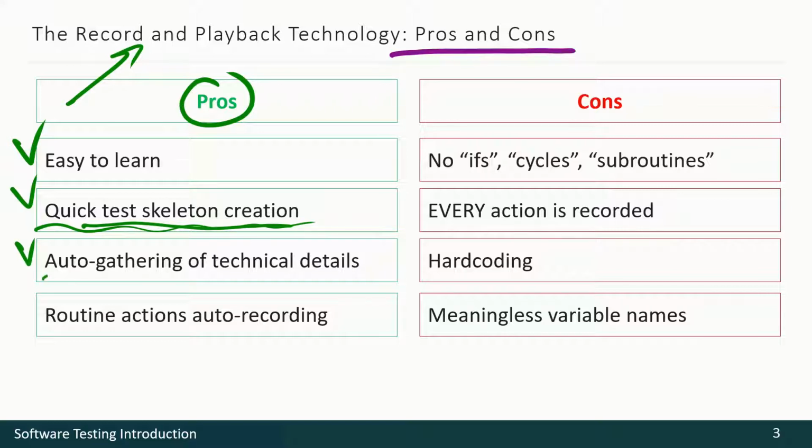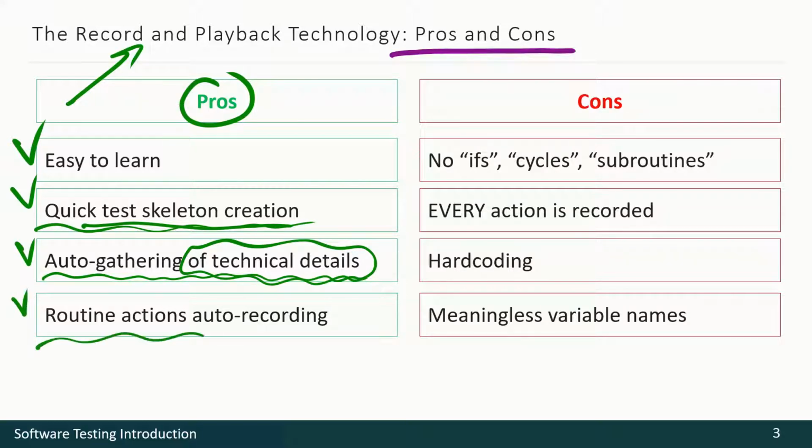With record and playback, we may auto-generate some technical details like window IDs, interface element IDs, some element names, some paths, and so on. And the routine actions are auto-recorded, like clicking buttons, filling fields, and so on.